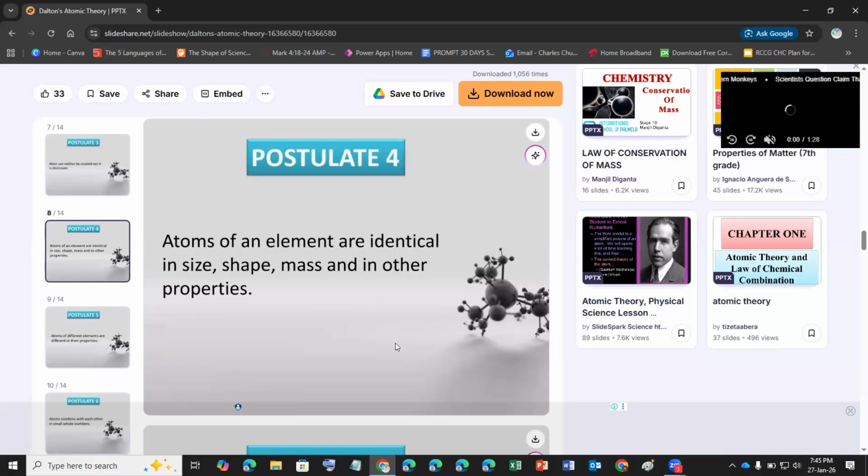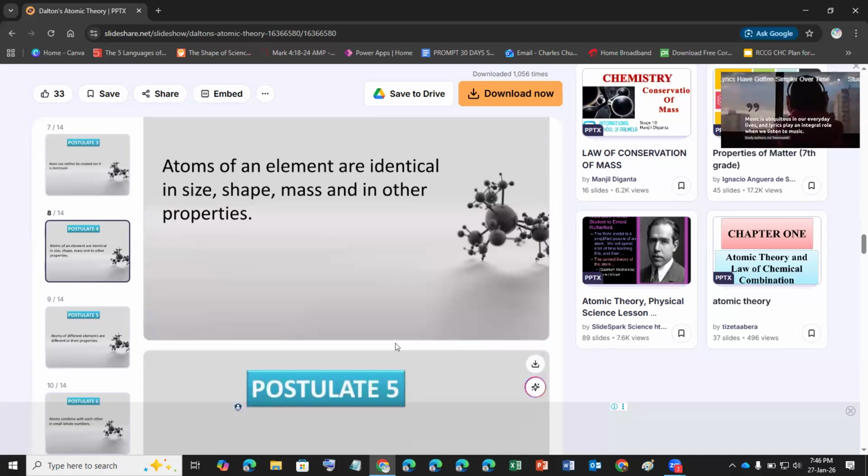All atoms of a given element are identical. Of course, that also emphasizes purity in terms of the element. So, for instance, a piece of iron cannot contain another element. It would just be iron all through. So they're identical in size, shape, mass, and other properties.